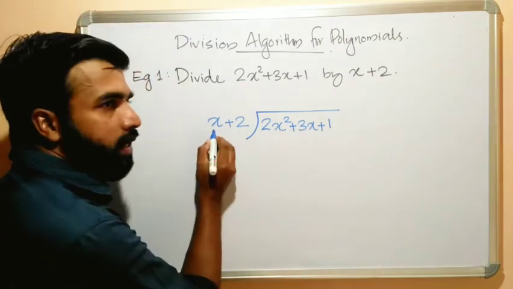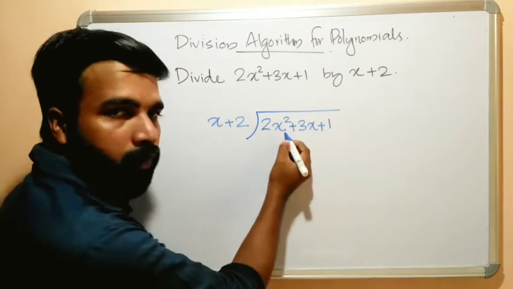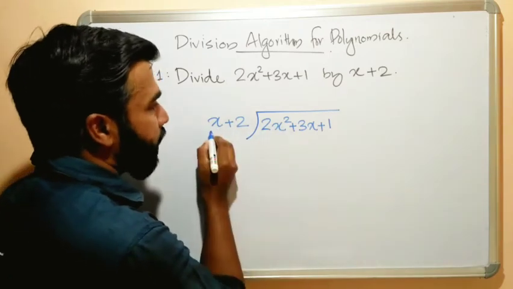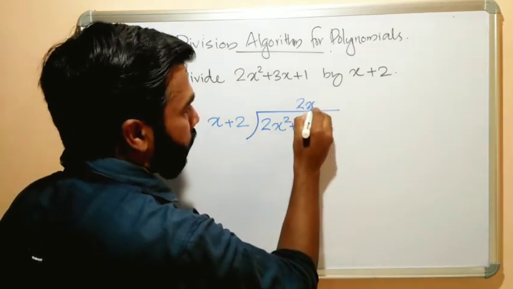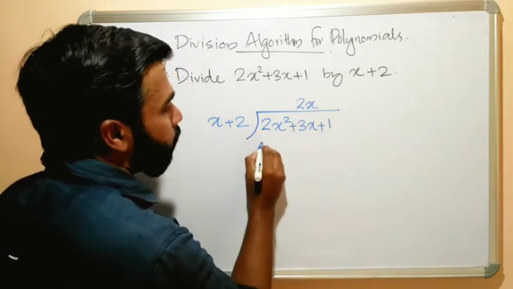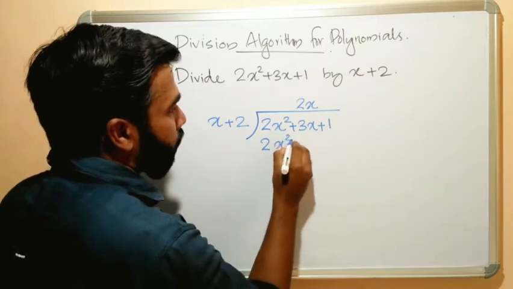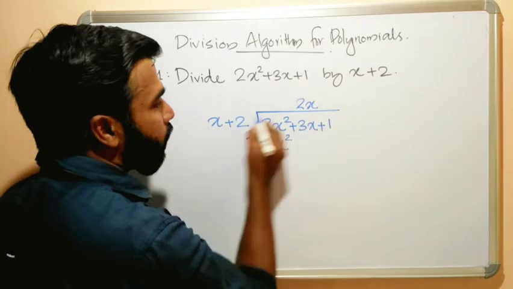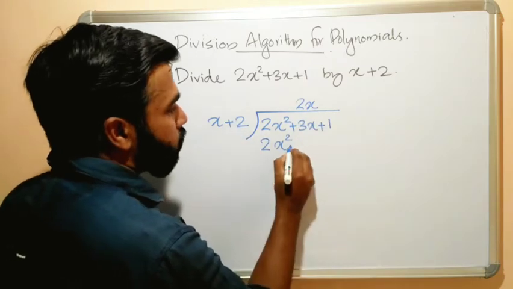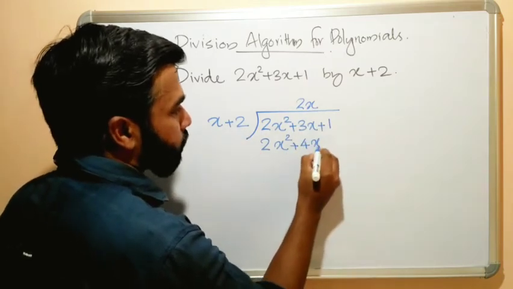So, how can we make x into 2x²? If we multiply 2x with x, we will get 2x². So, we write 2x. That is 2x into x, 2x². Then here there is plus 2, so we have to multiply 2x into 2. That is 2x into 2 is 4x.